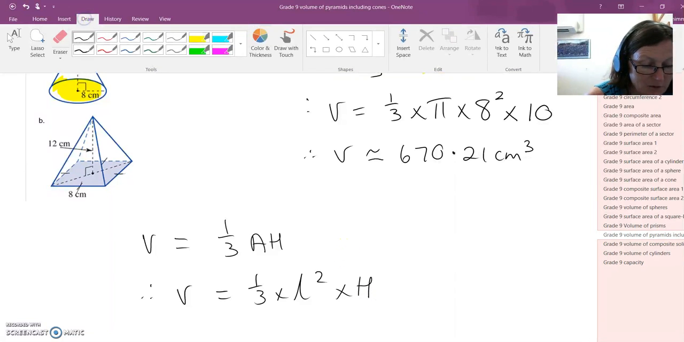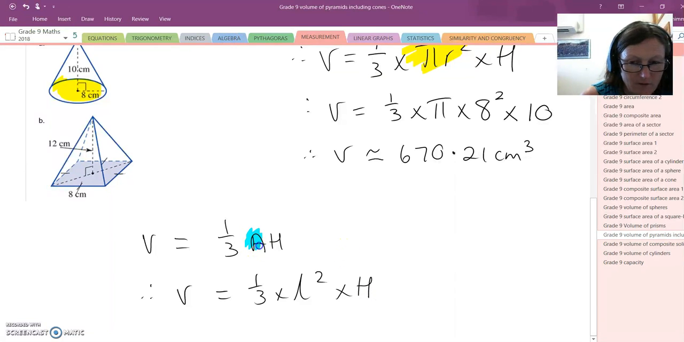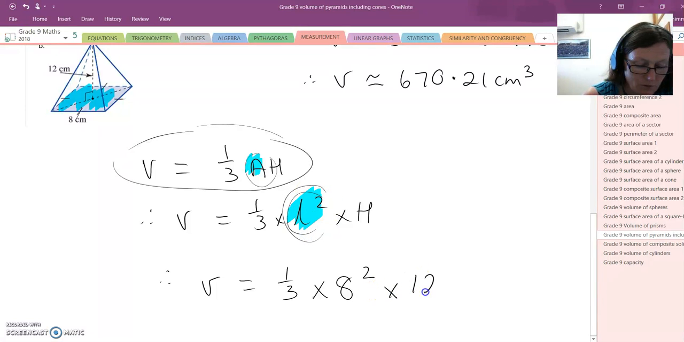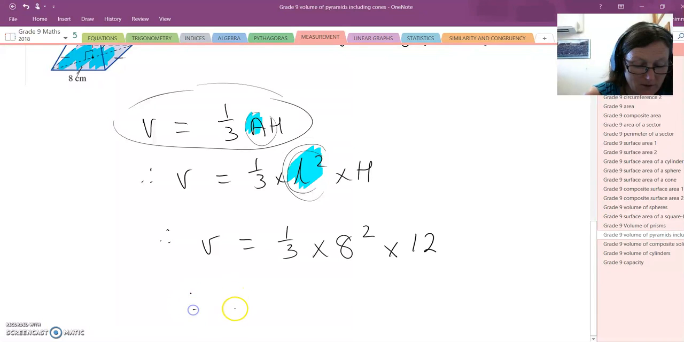So how did I get my L squared? A stands for the area of the base. The base shape here is a square. The formula for the area of a square is L squared. So now that I've identified my formula, I've put in the formula for the area of the base. It's a matter of substituting in. So I say V equals 1/3 times by 8 squared, because the length is 8 and I need to square that, times by 12, which is my height. So if I put that into my calculator, the volume is equal to 256 centimetres cubed.